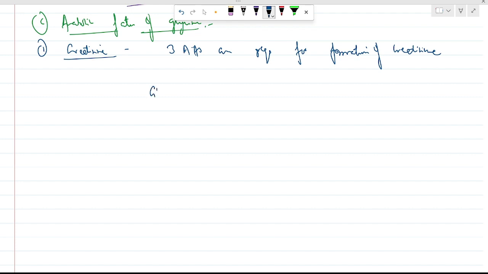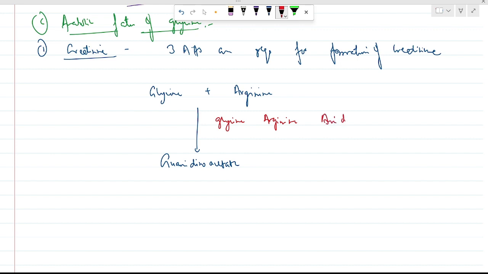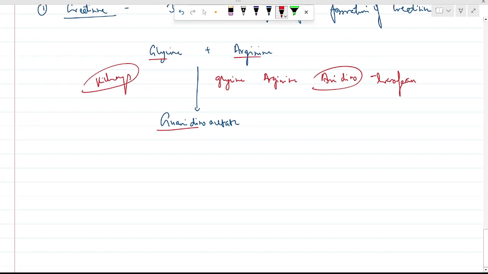First is our glycine. We know glycine combines with arginine to form guanidinoacetate, in the presence of the enzyme glycine arginine amidino transferase. Amidino, guanidino. And obviously, it takes place in our kidneys. The first step, combination of arginine and glycine to form guanidinoacetate, takes place in the kidney.